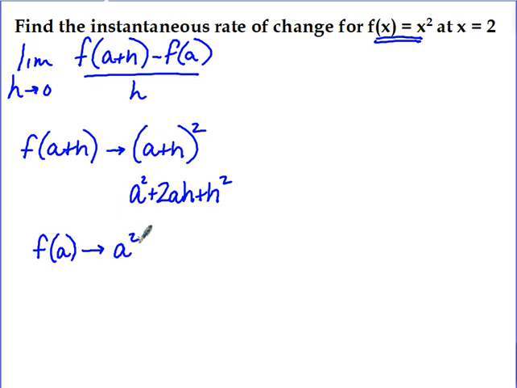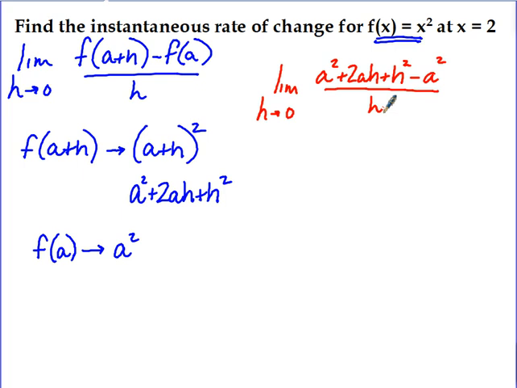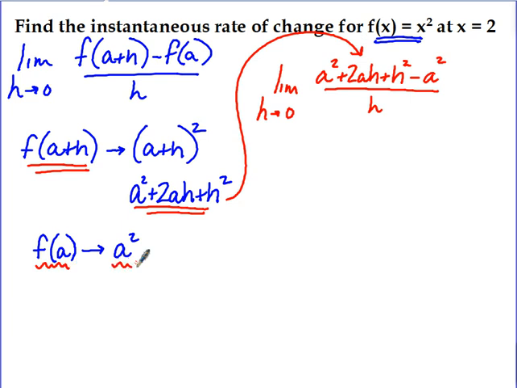So now I have the limit as h approaches 0 of a squared plus 2ah plus h squared minus a squared all over h. So here's f of a plus h right here, and I plugged it into there. Here's f of a is equal to a squared, and I plugged it in right there. So I get f of a plus h minus f of a. Now I have to simplify.